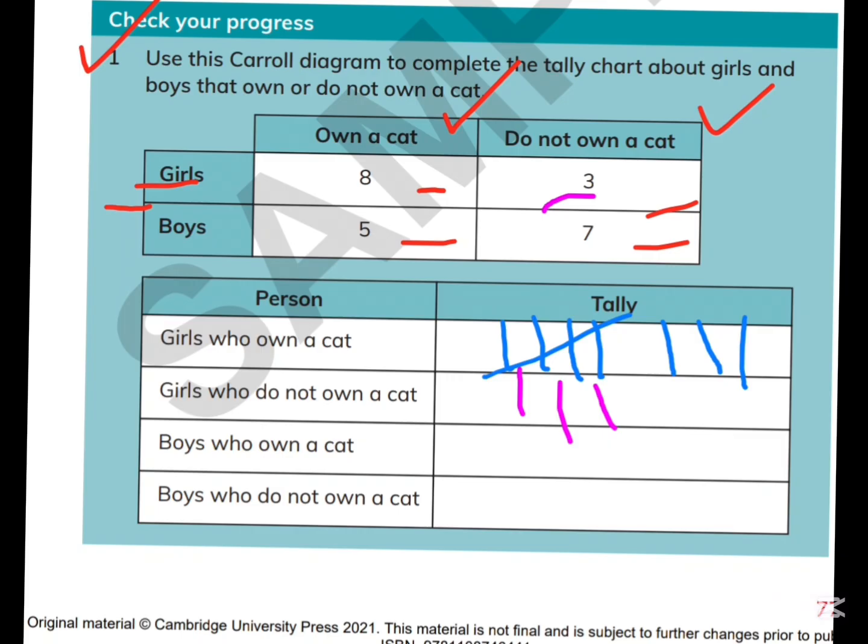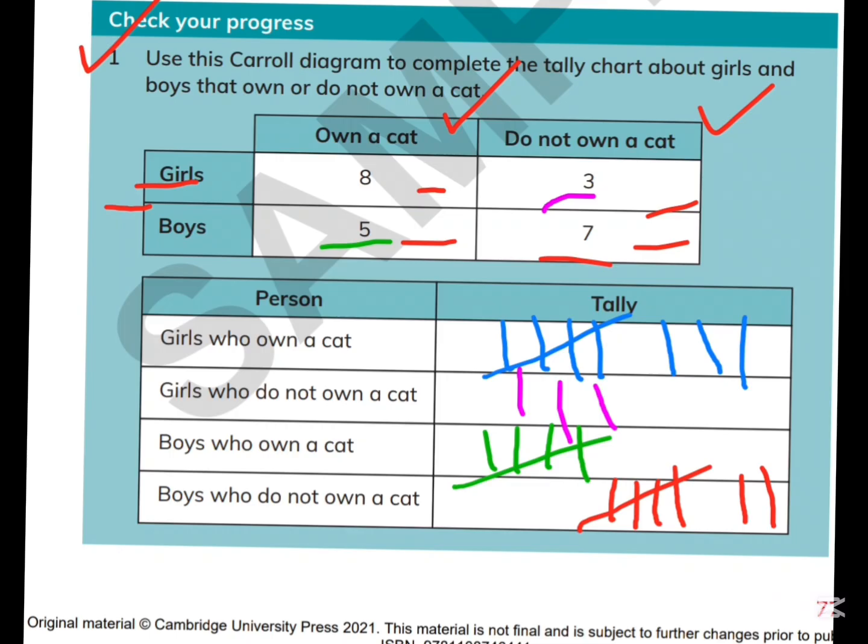Boys who own a cat. Now we will choose another color, green. 5 boys own a cat. 3 4 and 5. Now the boys who don't own a cat: 7 boys do not have a cat. So how will we write 7 in tally? 1 2 3 4 5 6 7. Easy peasy lemon squeezy. So in this way we will write.